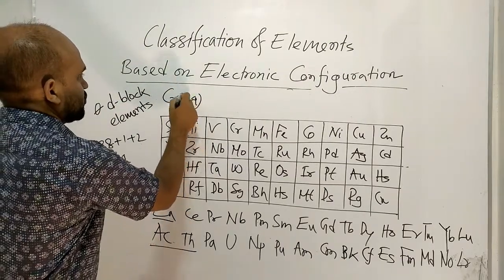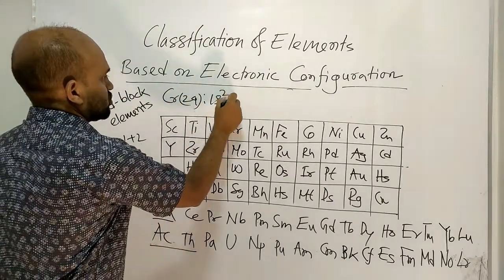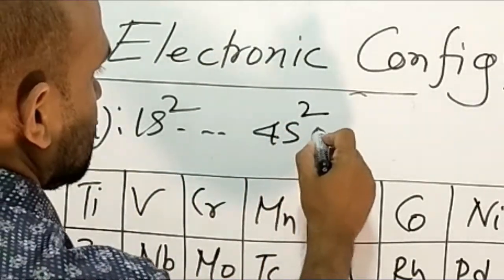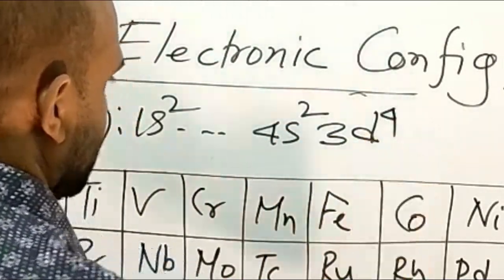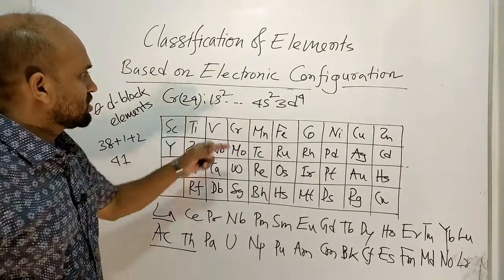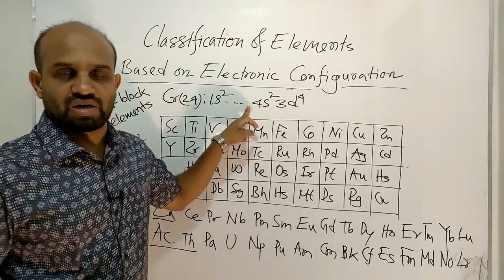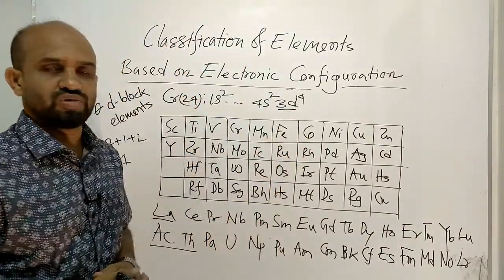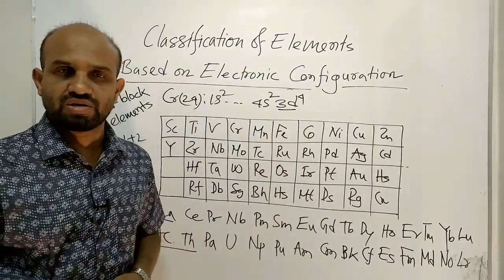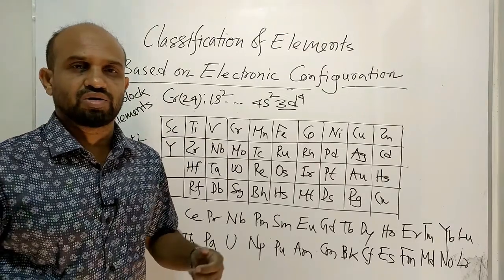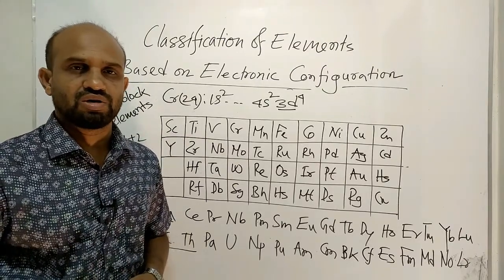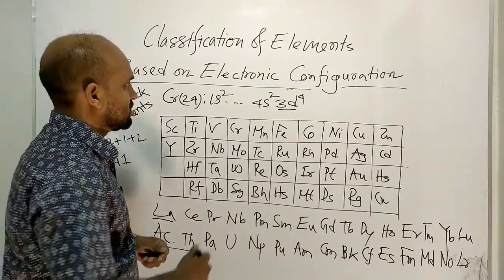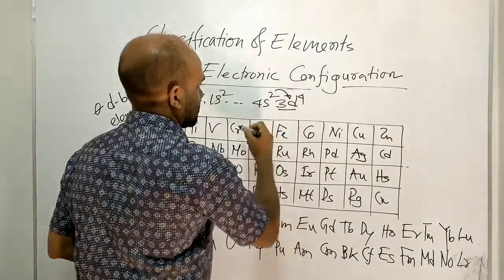Chromium 24, 1s2, 4s2, 3d4. Here rearrangement happens. Here we see this 3d4. This is not half filled, not full filled. Full filled orbitals are most stable, then half filled orbitals are stable. Here one electron comes here.